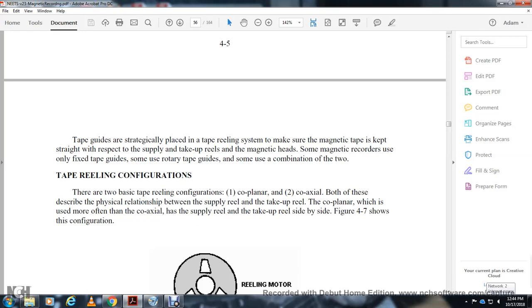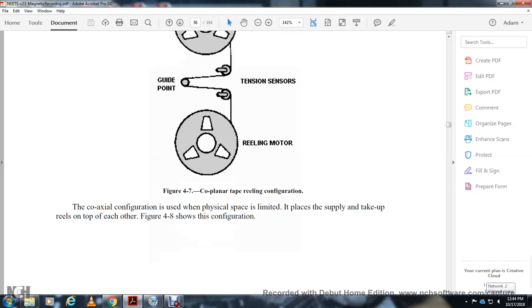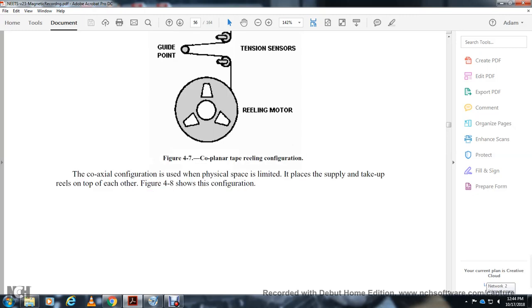Tape reeling configurations. There are two basic tape reeling configurations: coplanar and coaxial. Both describe the physical relationship between the supply reel and take-up reel. The coplanar is called more often than the coaxial and has the supply reel and take-up reel side by side. Figure 4-7 shows the configuration with the reel motor, guide, and tension sensor. In the coaxial configuration, the physical size limit places the supply and take-up reels tail to tail, as figure 4-8 shows.